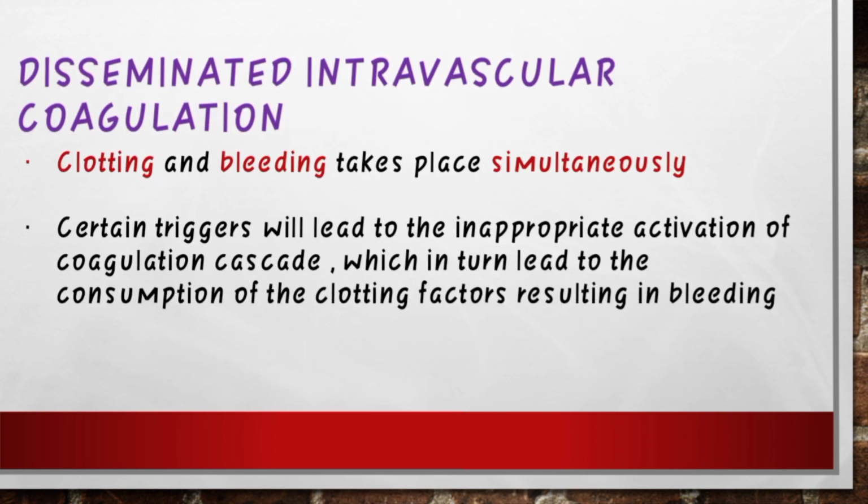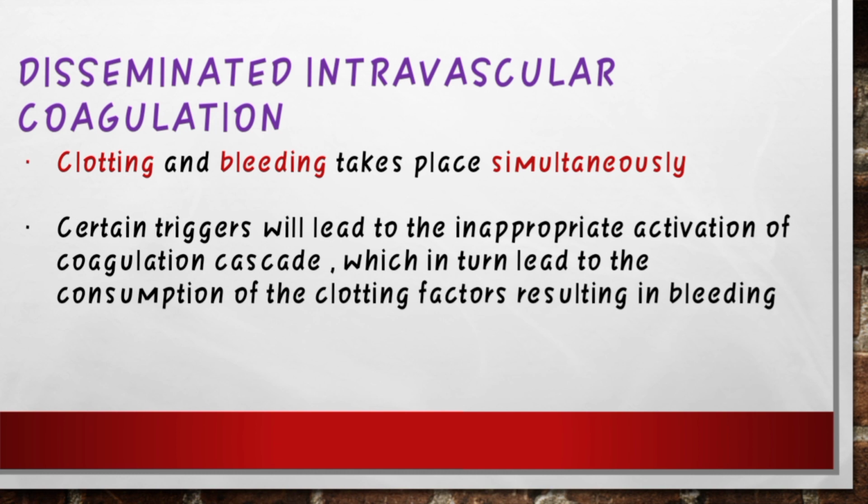The first one is disseminated intravascular coagulation. This is a condition in which bleeding and clotting take place in the body simultaneously. Bleeding and clotting are taking place at the same time in the same person's body. So how can that be possible? It is not a condition that is present only in pregnant women. You might have learned this in your medical surgical classes, that this can occur due to many triggers.